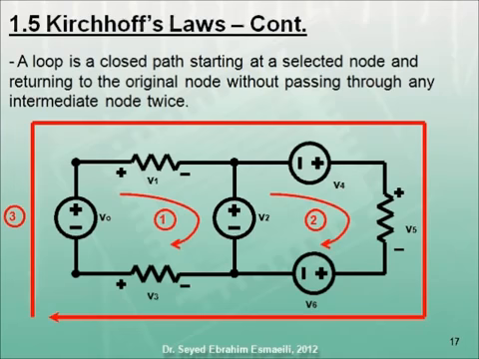Before introducing Kirchhoff's voltage law, we need to understand the meaning of a loop. A loop is a closed path starting at a selected node and returning to the original node without passing through any intermediate node twice. As illustrated in this schematic, we can identify 3 loops. Loop 1 consists of V0, V1, V2, and V3. Loop 2 consists of V2, V4, V5, and V6. Loop 3 consists of V0, V1, V4, V5, V6, and V3.